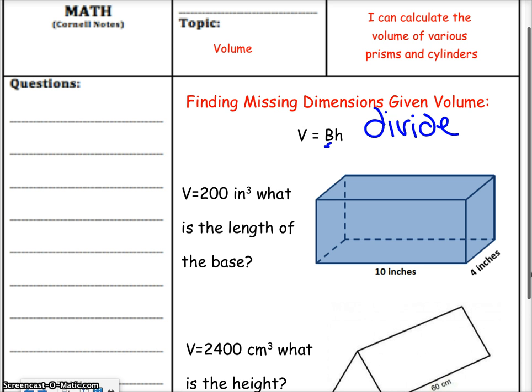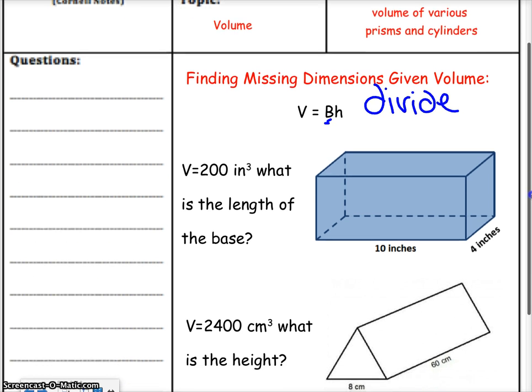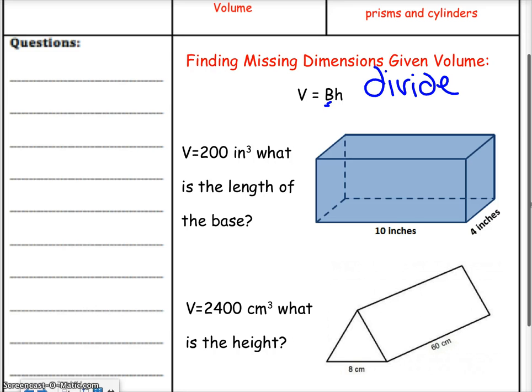So backwards of multiplying is dividing. If it's a cylinder, it's a little bit more tricky because you have the radius in there, and sometimes you have to take the square root. We'll see if we encounter that. So let's say for this rectangular prism, the volume is 200 cubic inches. What is the length of the base?